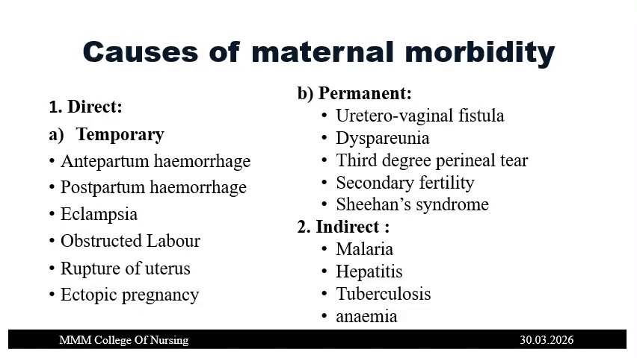Causes of maternal morbidity. Causes include direct complications like obstructed labor and eclampsia, and indirect causes like infection and anemia. These conditions can lead to long-term health issues. For example, untreated obstructed labor can result in uterine rupture or fistula, severely affecting a woman's life.